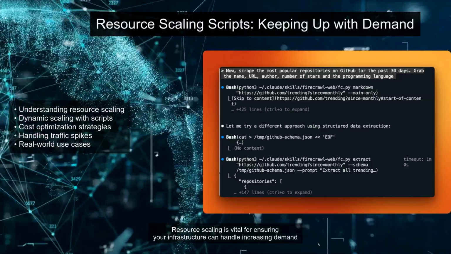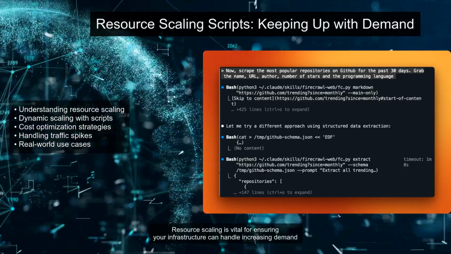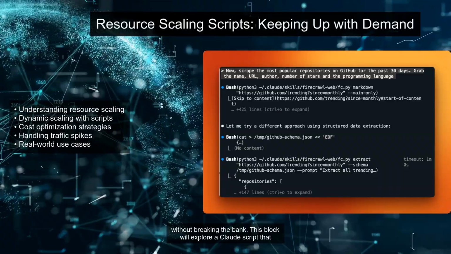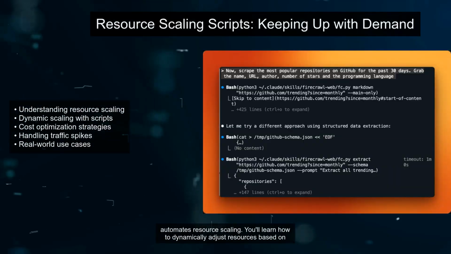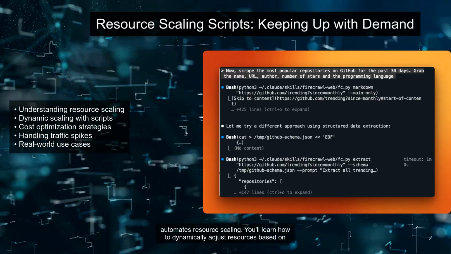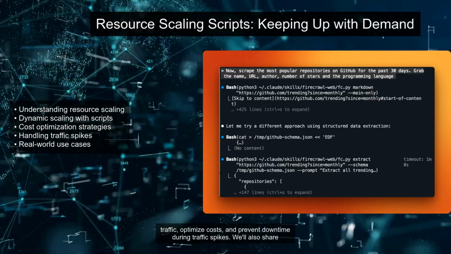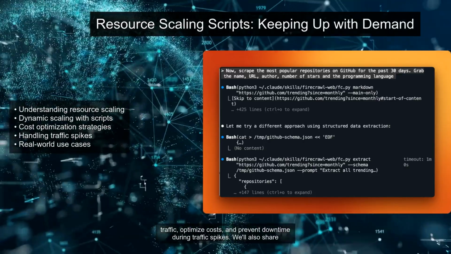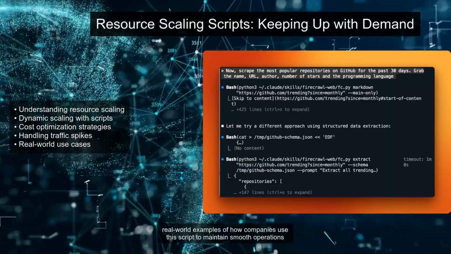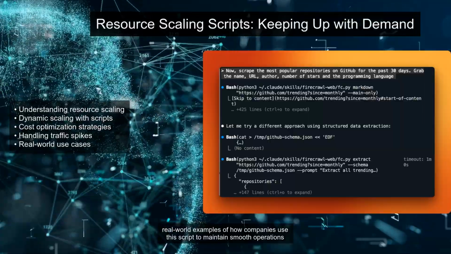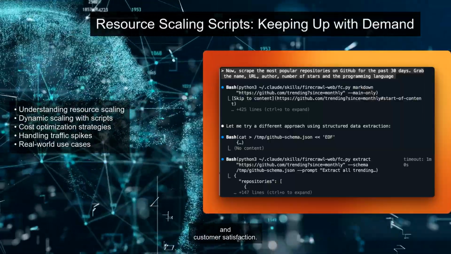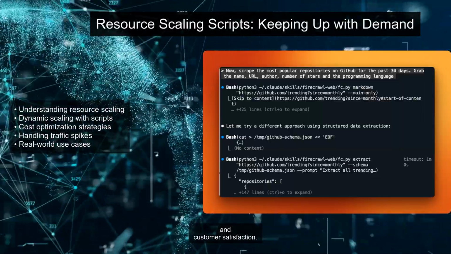Resource scaling is vital for ensuring your infrastructure can handle increasing demand without breaking the bank. This block will explore a Claude script that automates resource scaling. You'll learn how to dynamically adjust resources based on traffic, optimize costs, and prevent downtime during traffic spikes. We'll also share real-world examples of how companies use this script to maintain smooth operations and customer satisfaction.